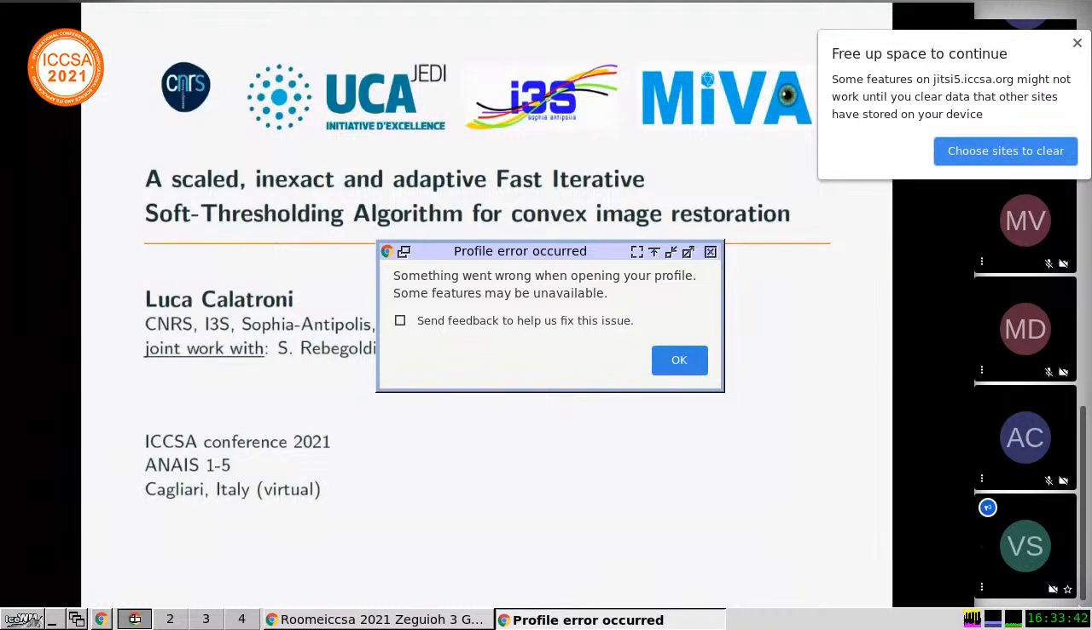Yeah. So this is a joint work with Simone Rebegoldi, and it's entitled Scaled Inexact and Adaptive Fast Iterative Soft Thresholding Algorithm for Convex Image Restoration.